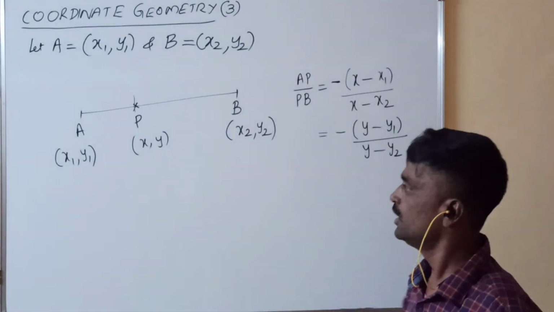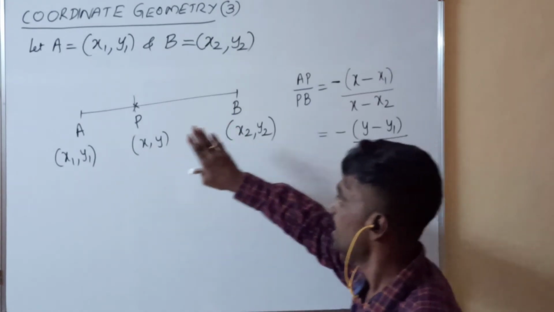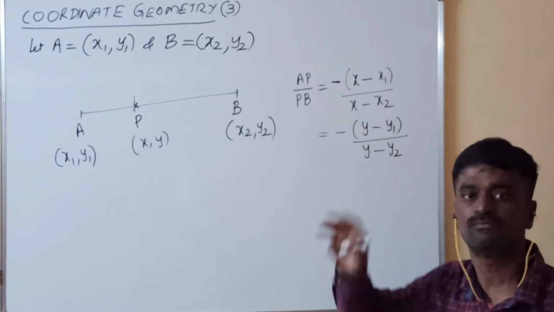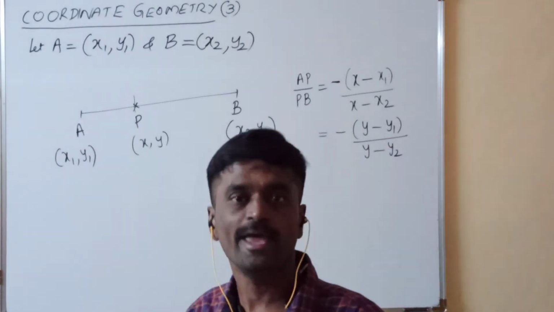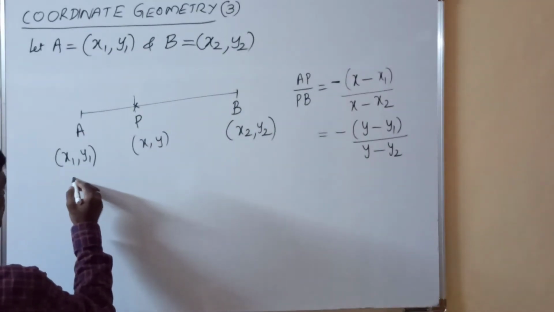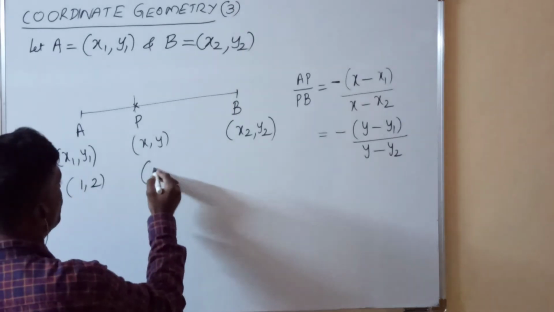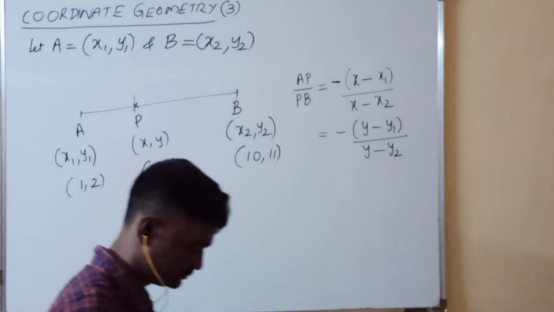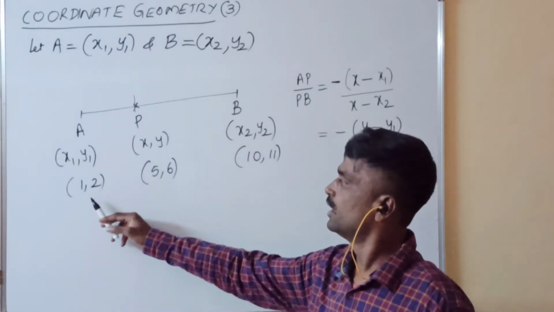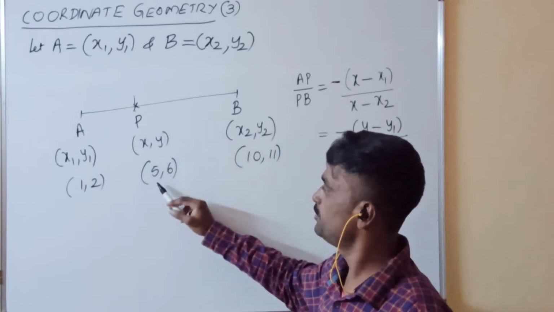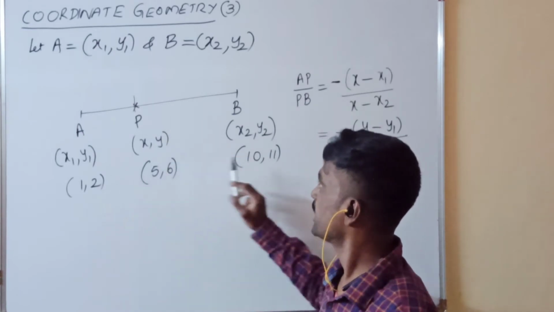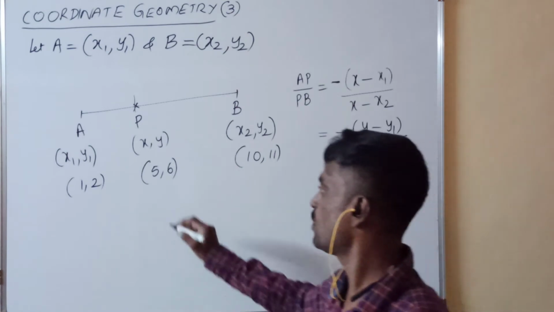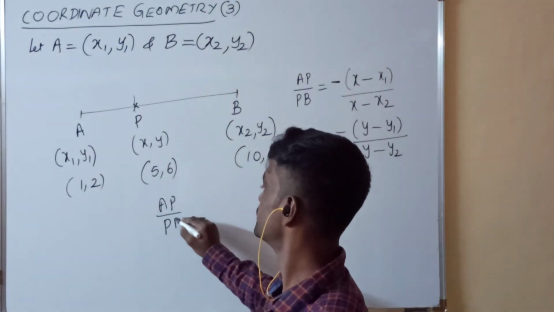So when do we use this formula? If the A point, B point and also the P point are given and they are asking for the ratio, in such a case you have to use this formula. Understood? So look at the example. Suppose A point is given 1, 2, P point is given 5, 6 and B point is given 10, 11. So the question is: in what ratio does the point P (5, 6) divide the segment AB, where A point is 1, 2 and B point is 10, 11.